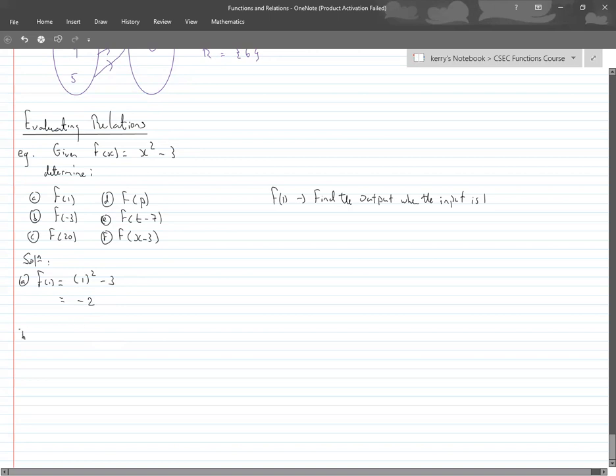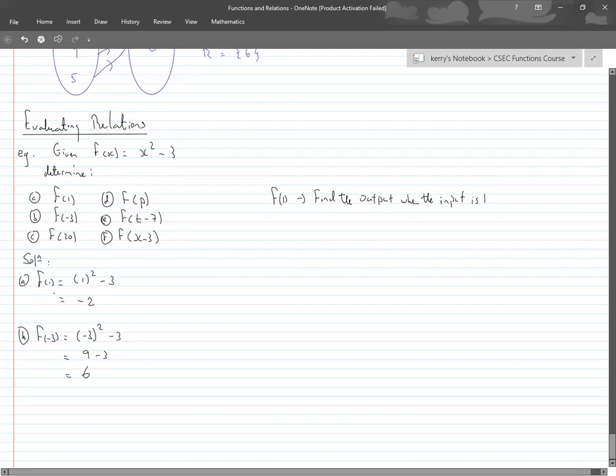All right, part B is f of negative 3. So again, this is telling us to look at the function f, and wherever it has x, replace it with negative 3. This becomes negative 3 squared, take away 3. Negative 3 squared is positive 9. Take away 3, which will give us 6.